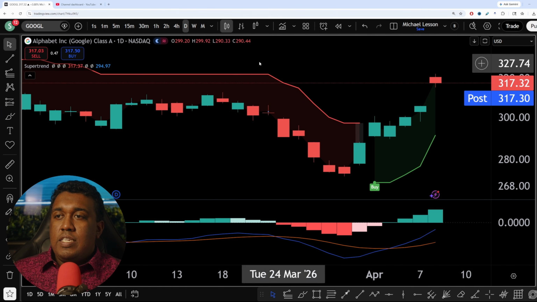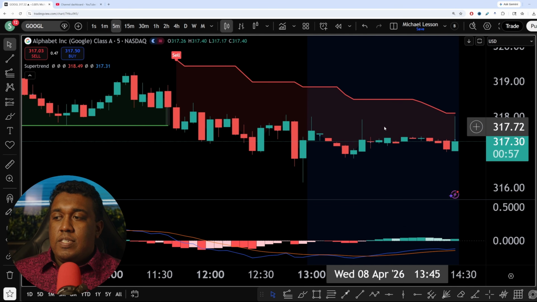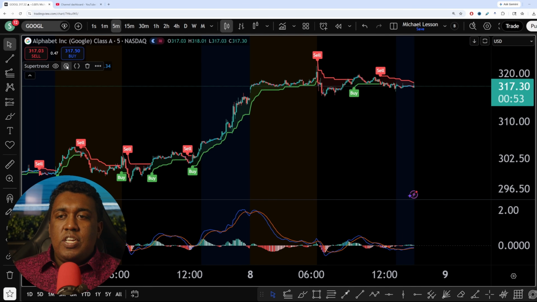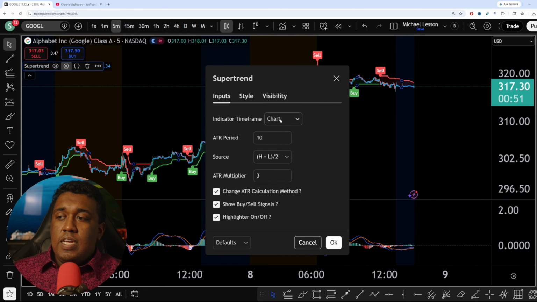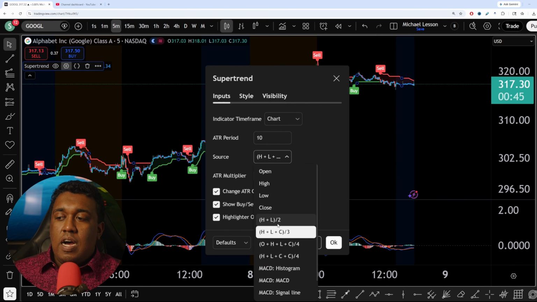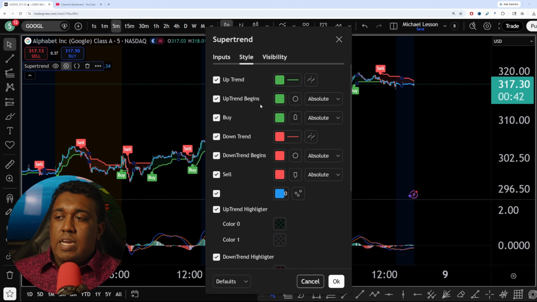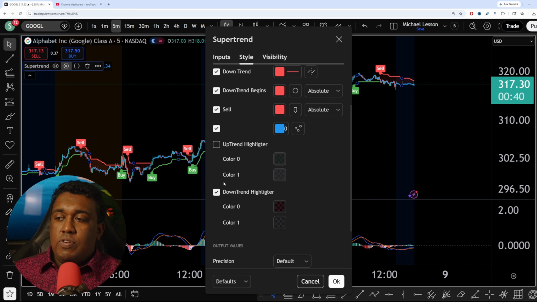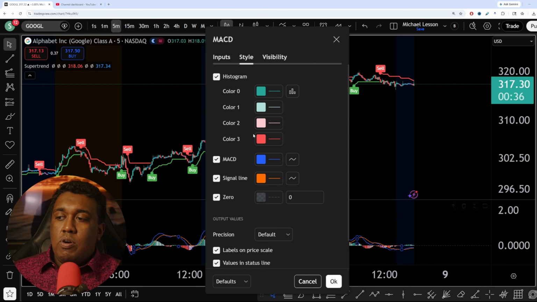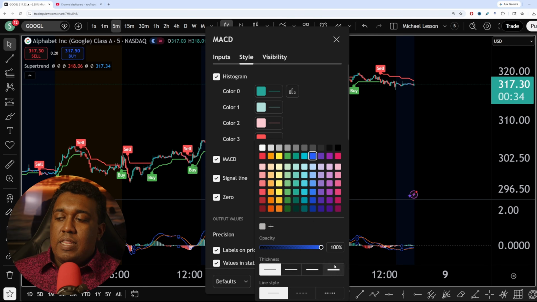Next up, what I want you guys to do is go over here to the 5-minute chart because this is very, very crucial. Zoom out a little bit so you can see what's going on, and then we're going to be changing up a few different things. The first thing is, as far as the Supertrend, choose the source and make it go high, low, close over 3 instead of the high, low over 2. Following that, go to style and just turn off the trend highlighters because we're not going to be using those right now.